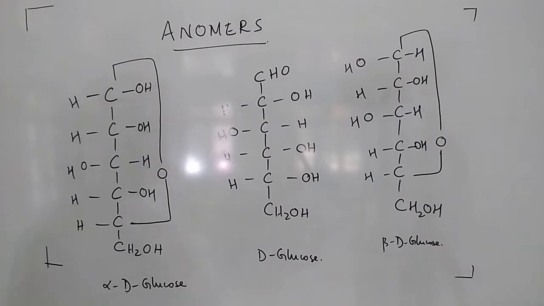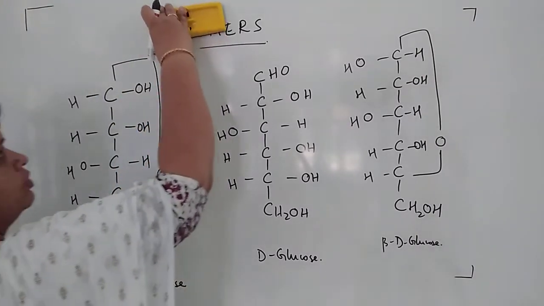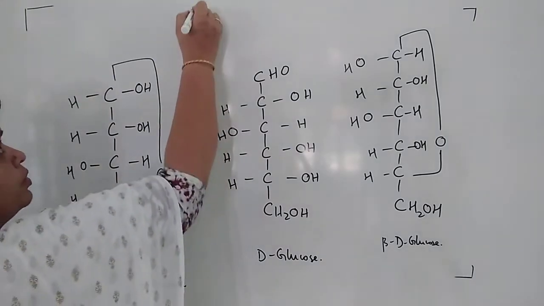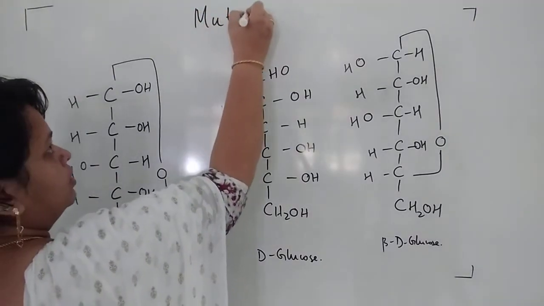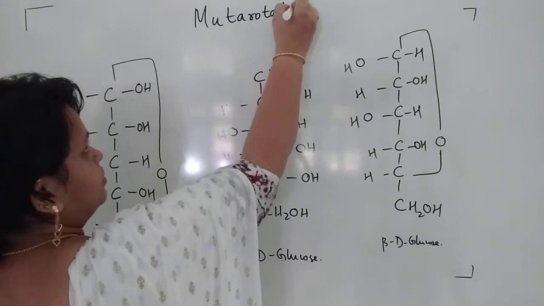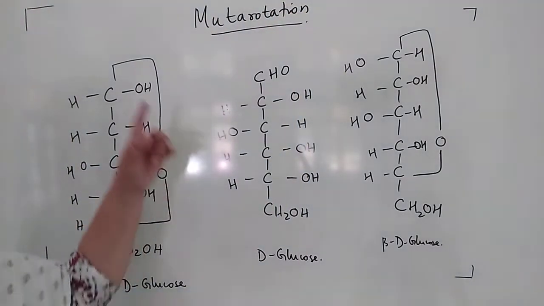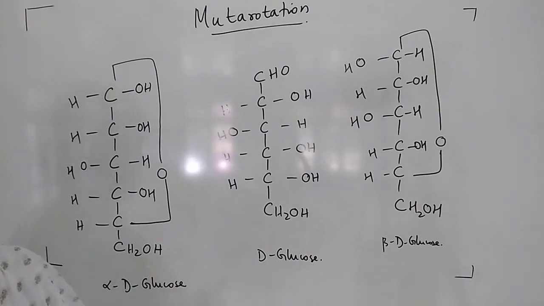Another important feature shown by carbohydrates is known as mutarotation. We can say that mutarotation is a property that is shown by carbohydrates.